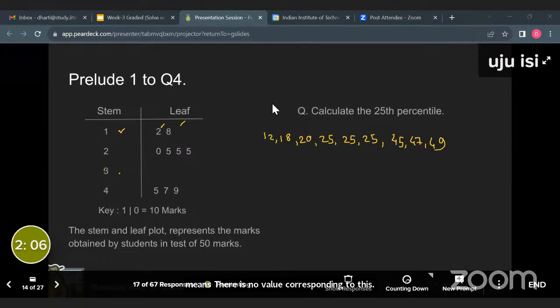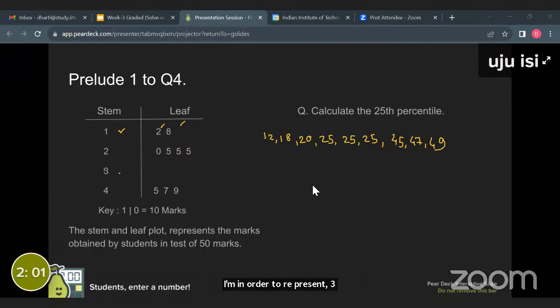So, ma'am, in order to represent 3 as a single digit, we could have a stem as 0 and a leaf as 3, right? Yes. For any single digit, you have to have stem as 0. Can't we write a single 3? No, ma'am. In stem, you can't. Stem represents the value in the tens digit. And if the 3 was in the leaf and the stem was not there, then, ma'am?